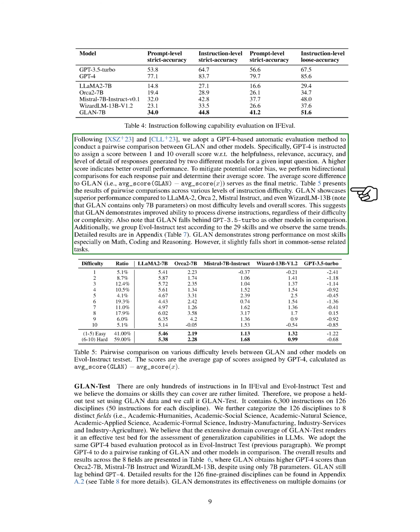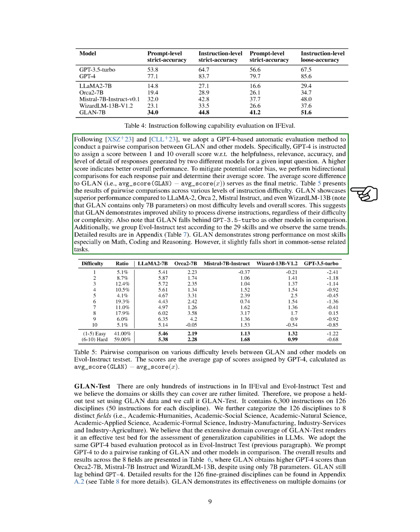Following previous methodologies, we used a GPT-4-based automatic evaluation method for a pairwise comparison between GLAN and other models. GPT-4 was instructed to assign a score based on the helpfulness, relevance, accuracy, and level of detail of responses generated by 2 different models for a given input question. To avoid potential order bias, we conducted bidirectional comparisons for each response pair and calculated their average score.